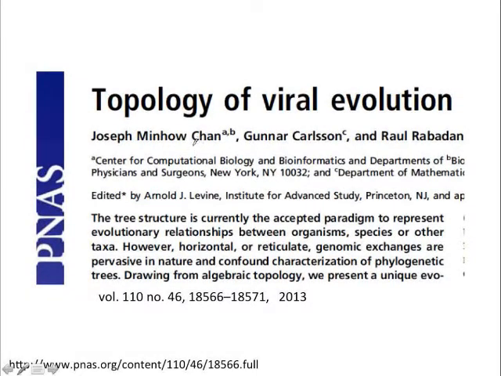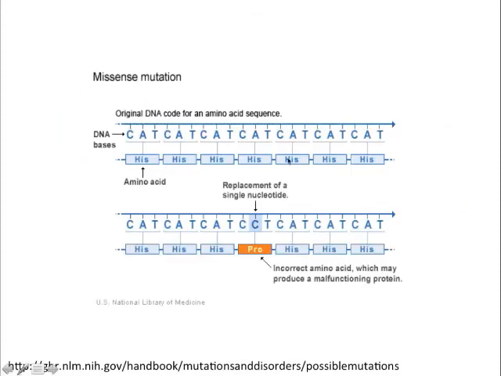In order to discuss the paper by Chan, Gunner, and Carson on the topology of viral evolution, we will first need some background. We'll start with discussing some examples of mutations. In this particular example, we have a point mutation. This A gets changed to a C. So a point mutation is where one base gets changed to a different base.